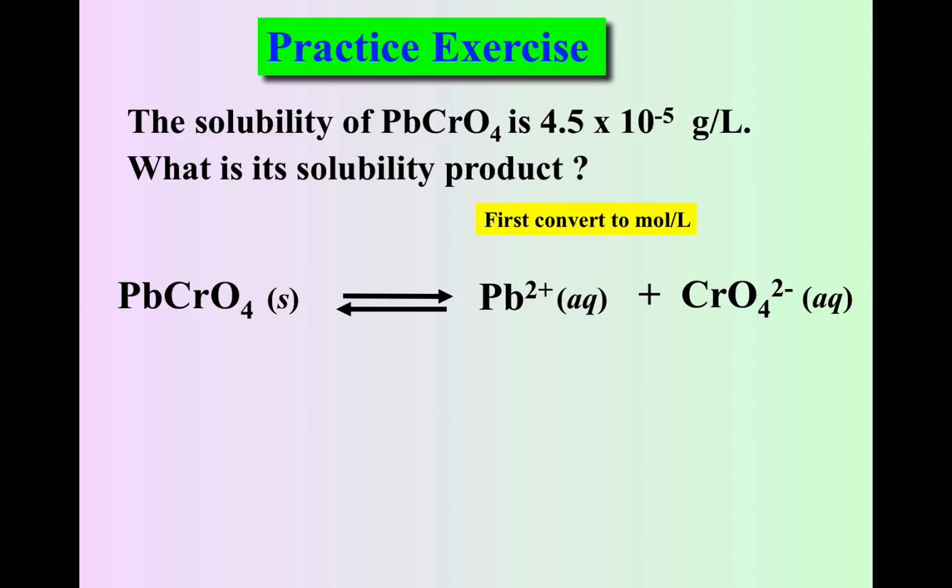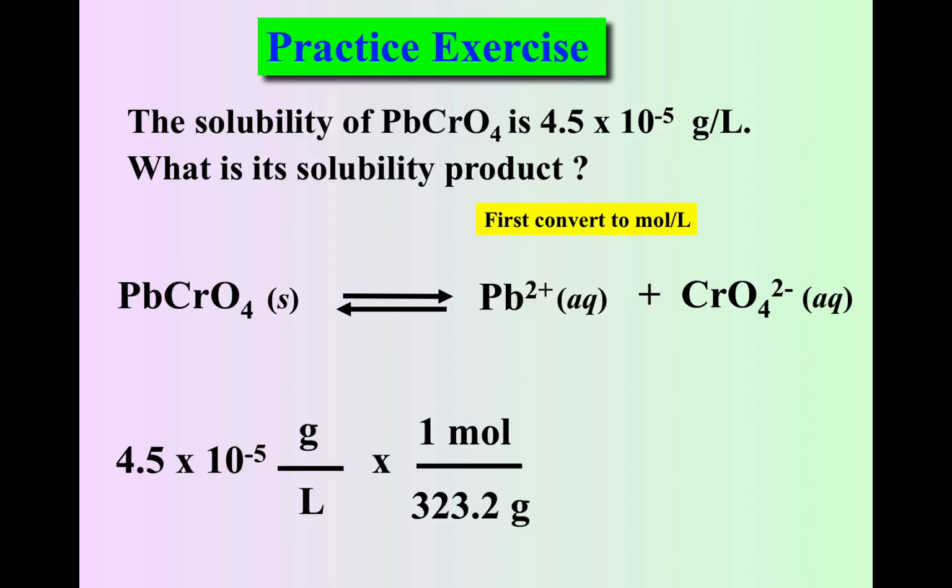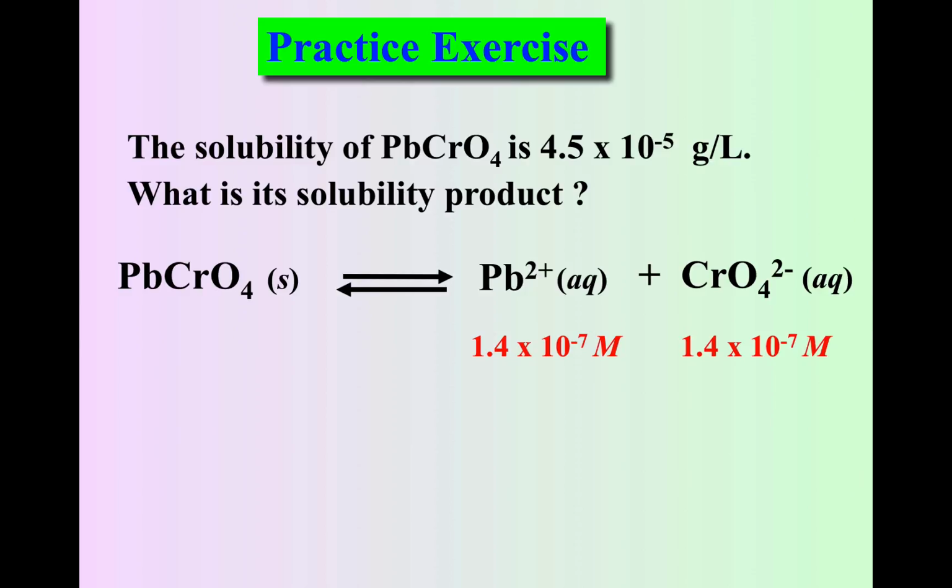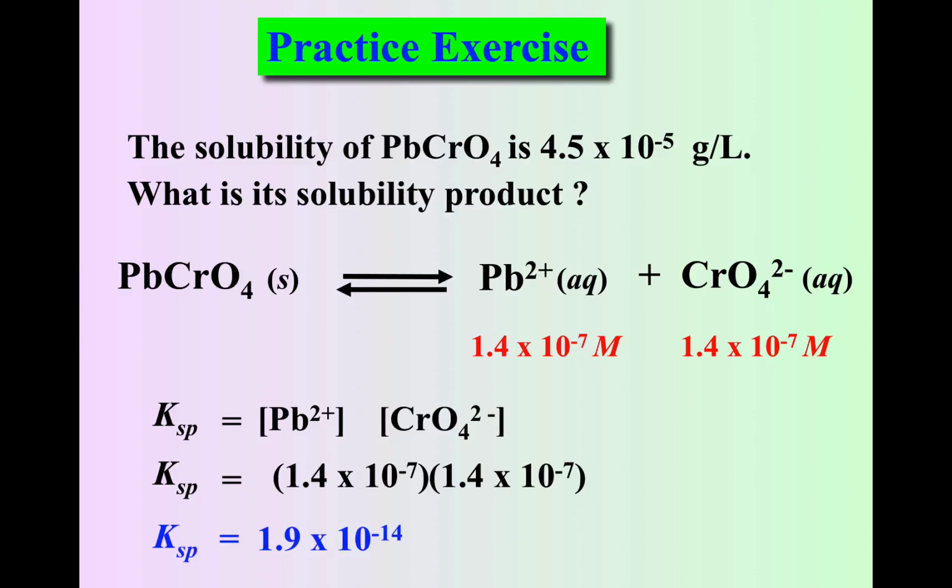So we plug into the KSP expression the concentration of the lead ion and concentration of the chromate ion in terms of moles per liter. So we use the molar mass of lead chromate to get to moles per liter. And that represents the concentration of the lead ion and the chromate ion. We then take these concentrations, plug them in the law of mass action, and solve for K. This is at a certain temperature. The KSP value for lead chromate is 1.9 times 10 to the minus 14.